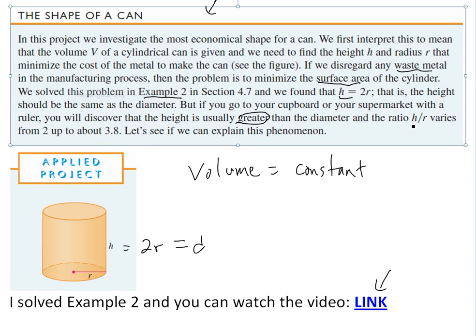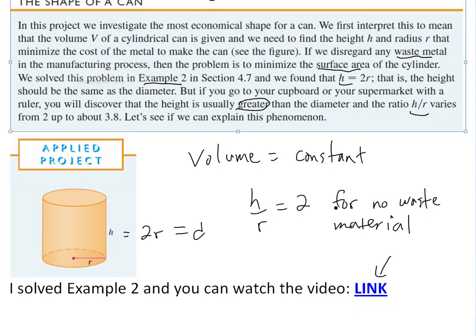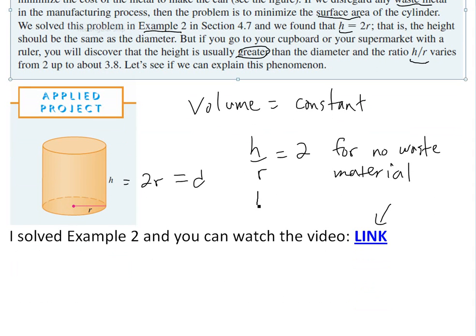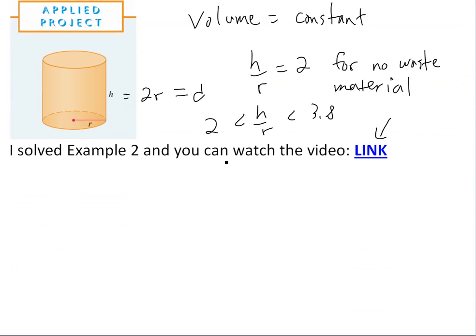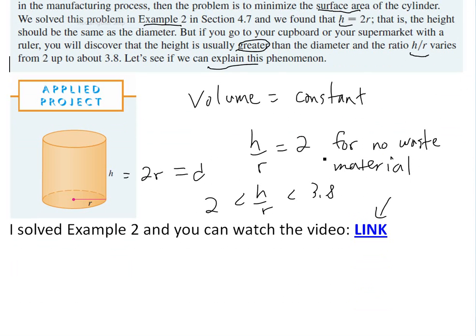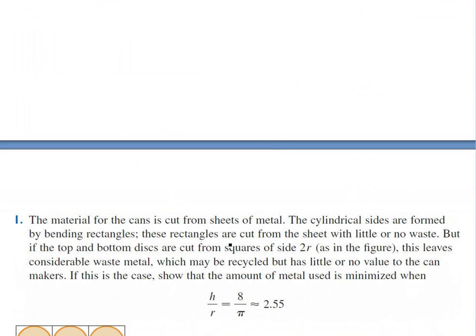And the ratio of h over r varies from 2 up to 3.8. So you can write down here: h over r equals 2 if there's no waste material, and h over r in real life varies from 2 to 3.8. It's usually never smaller than that. So the rest of this project basically looks at explaining this phenomenon. Why is it greater than 2 if that's for no waste material? Well, let's look at question 1 here.